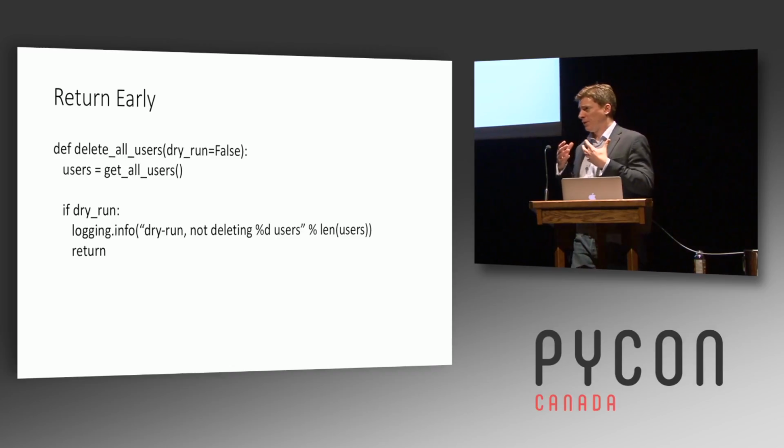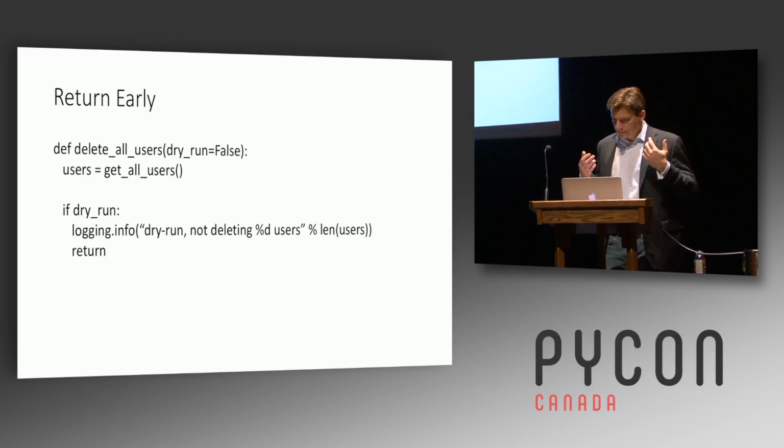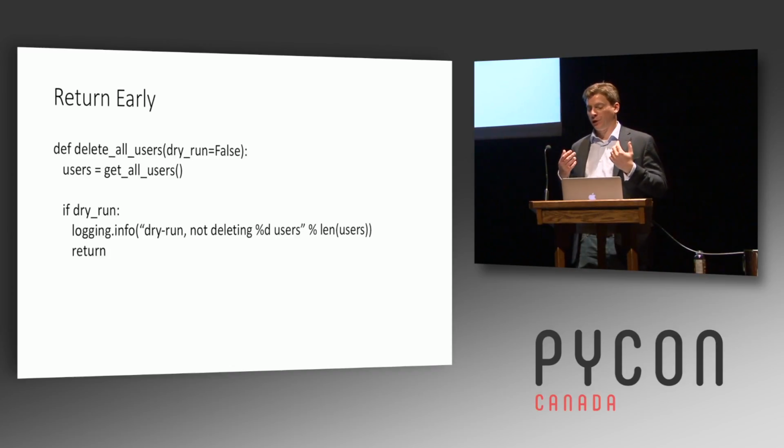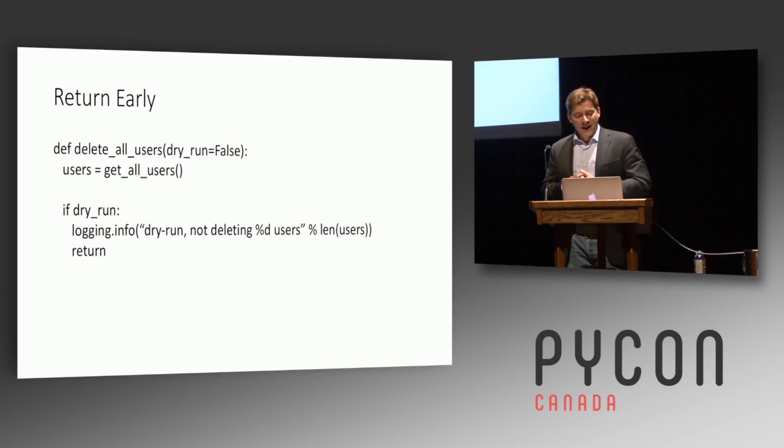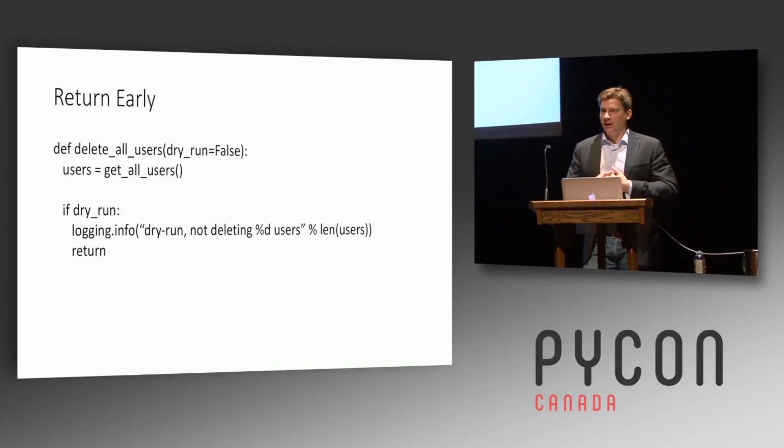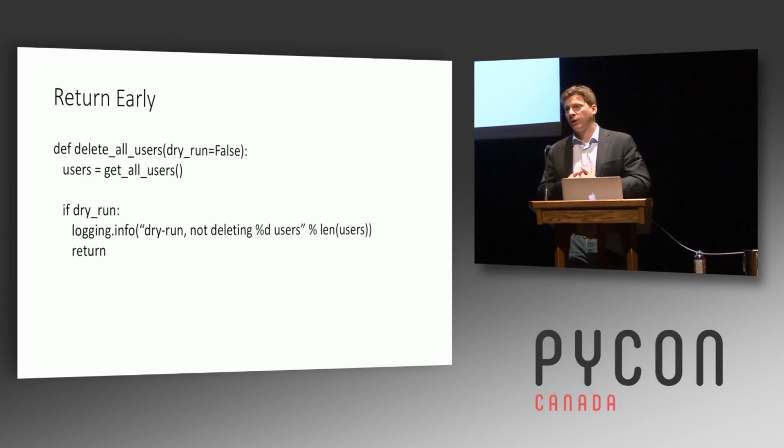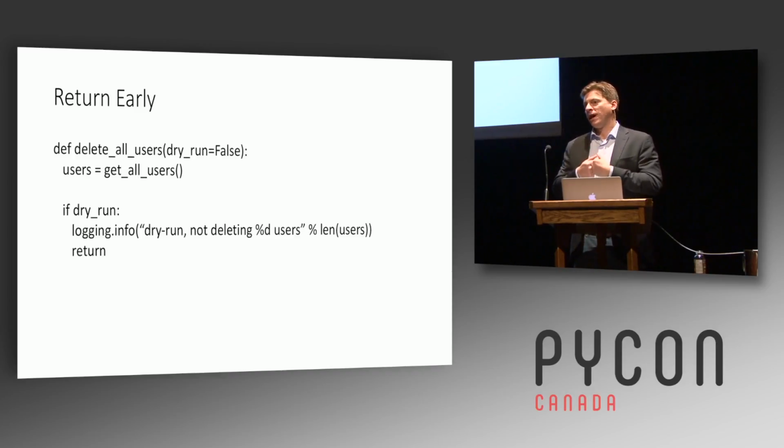Some other small things you can do to help the reader is return early. I personally don't think this is very opinionated to say. Here's an example of why. So we have a function called delete all users that takes a dry run flag. Dry run means don't actually delete all the users. Great. So we get a list of users, and then if dry run is true, we say, okay, here's what I'm not doing. I'm not deleting this many users. All right, this is pretty readable.